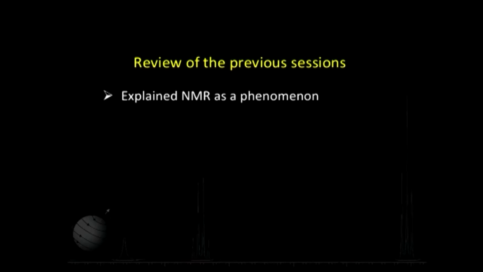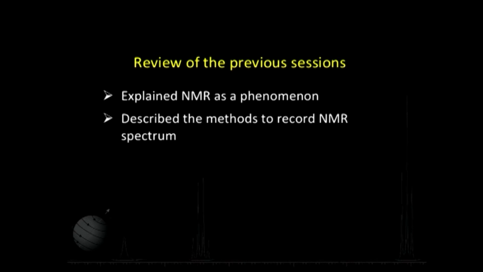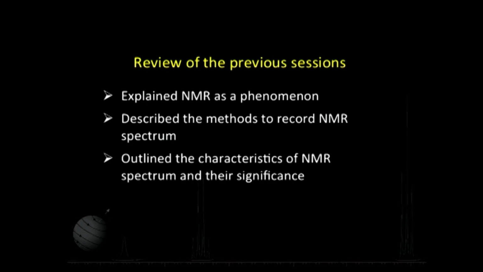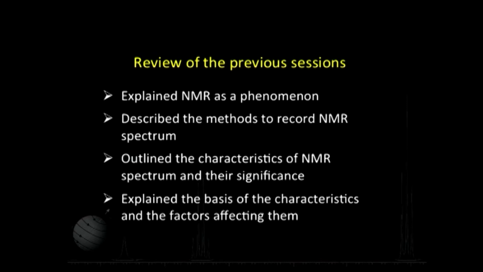So, with this brief outline, let us quickly recall what we have done so far. We have explained NMR as a phenomenon, which we have been doing for quite some time now. Having done that, we went on to talk about the methods to record an NMR spectrum, and then we outlined the characteristics of NMR spectra and their significance. We talked in detail about all the characteristics, and then we explained the basis for these characteristics and the factors which affect them, like chemical shift and things like that. So, that has been done earlier.